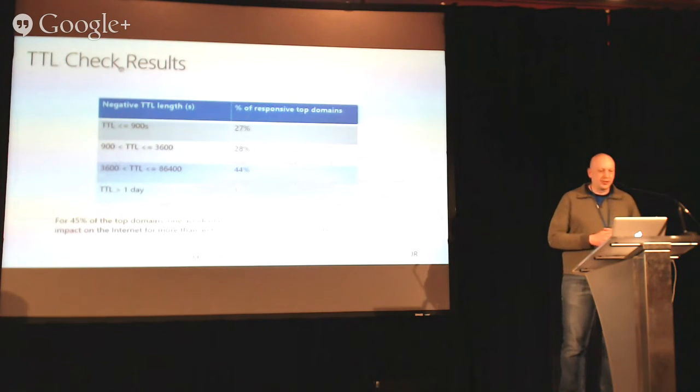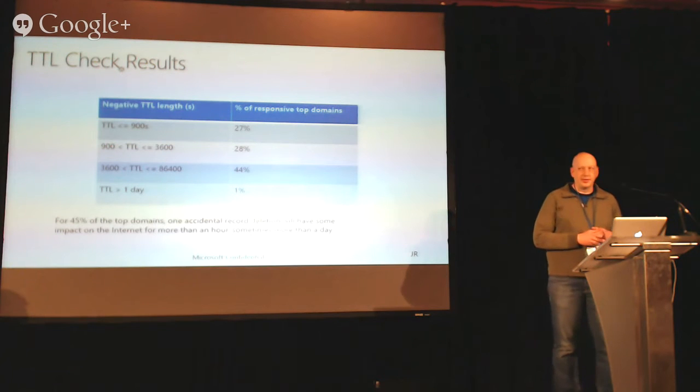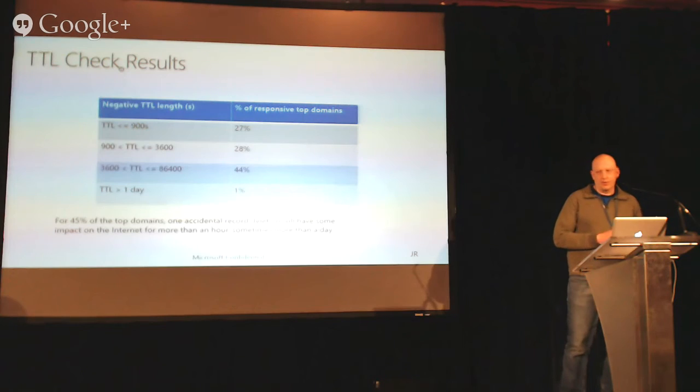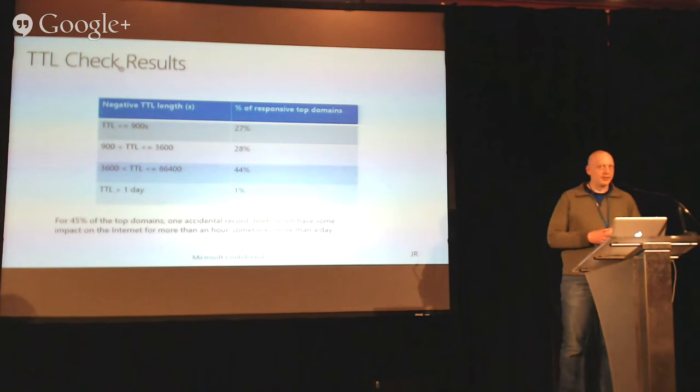So here are the results of what we found just for the TTLs across the board. About 55% of the domains responded with negative TTLs that were an hour or less. We're looking at this just from the perspective of the authoritative server, what it's dictating. We'll talk about the recursive resolvers in a moment, how they influence what the end user actually ends up with in terms of a negative TTL.